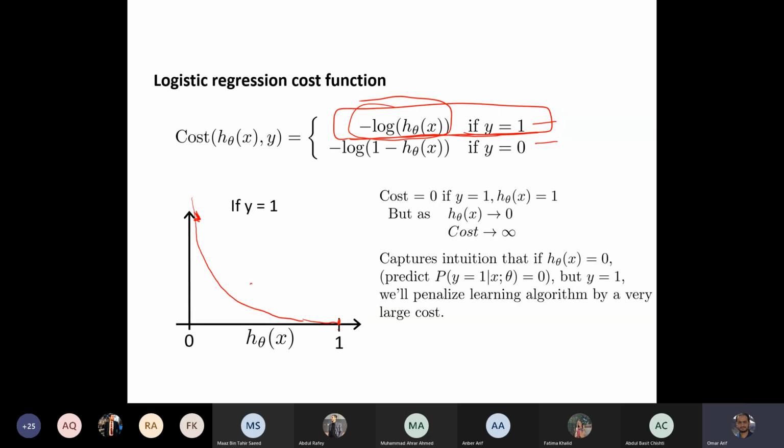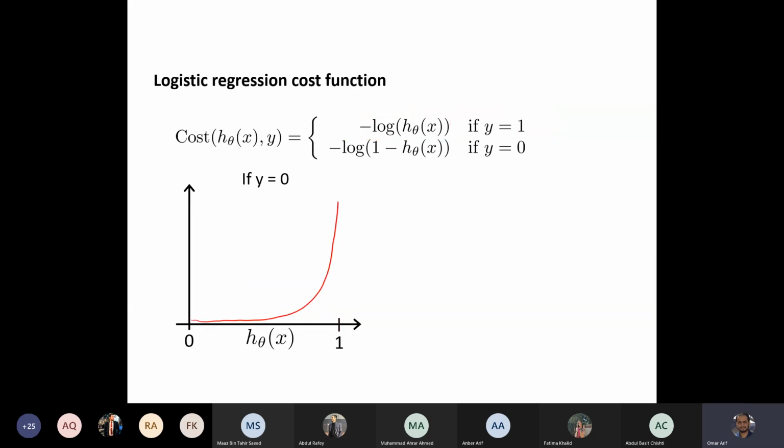Now let's look at the second part of the equation, which says that if y is 0, we want a behavior like this. When y is 0, then your prediction should also be 0, and if you get 0, then the error is okay. But if you are getting 1, then the error should be infinity or maximum. So if you plot this, just like we did here, you are going to get a graph like that, which is shown here. So this is also what we want.